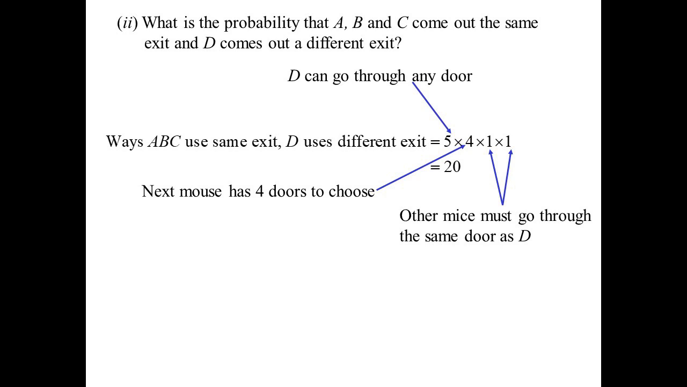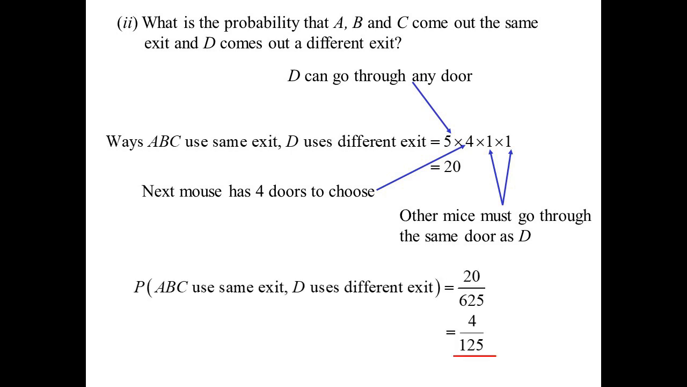The key with doing this is look after your restrictions first. So the restriction here was that D went out a different exit. So that's why I considered D leaving first. So I'll look after that first. So my probability that A, B and C go through the same exit, D goes out a different one, 20 on 625, which simplifies down to be 4 on 125.